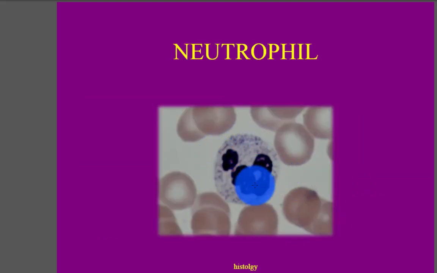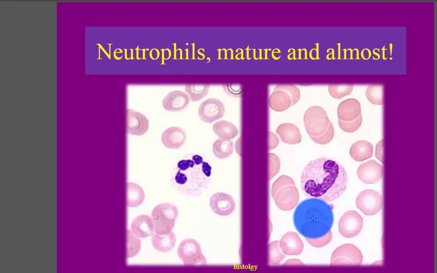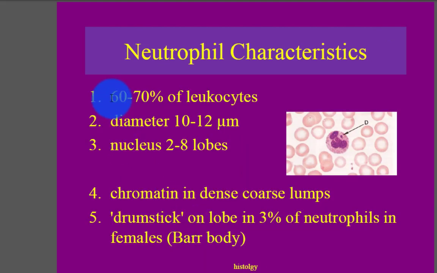Neutrophil: this is its appearance under the microscope, a mature neutrophil. Neutrophil characteristics: 60 to 70% of leukocytes, diameter 10 to 20 micrometers. The nucleus has 2 to 5 lobes. Chromatin is in dense coarse lumps. A drumstick on a lobe is found in 30% of neutrophils in the female. It is called a Barr body.